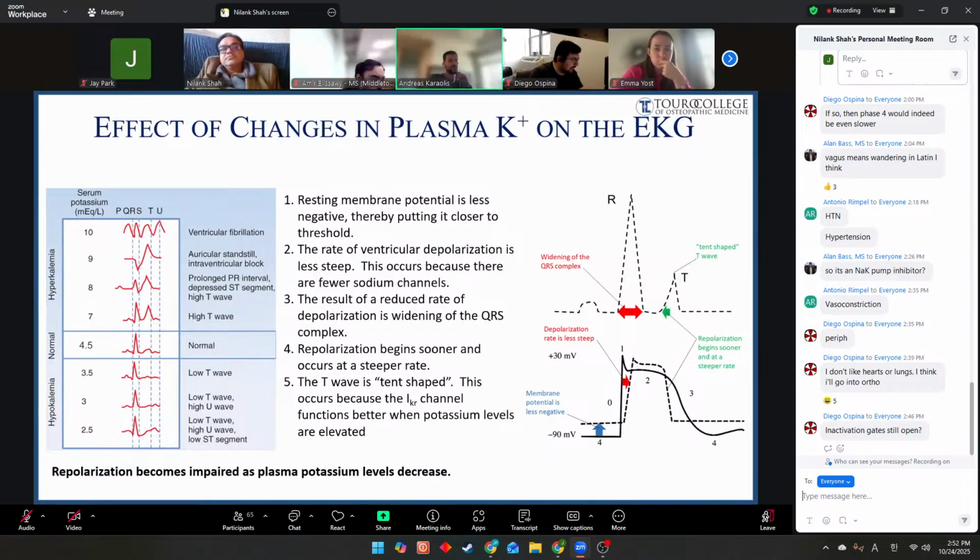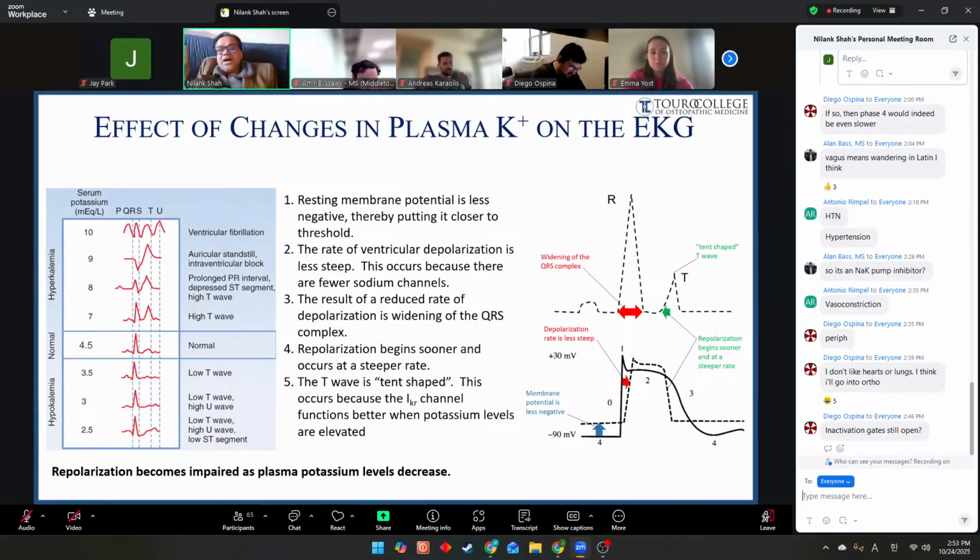Because repolarization is steeper and it happens faster. I love that. It happens faster. So what would happen to the duration of the T wave here? The length of the T wave. Shorter or longer? It would be shorter. Superb. So T wave duration will be shorter. The length of the T wave will be decreased, but the height of the T wave will be increased, right?